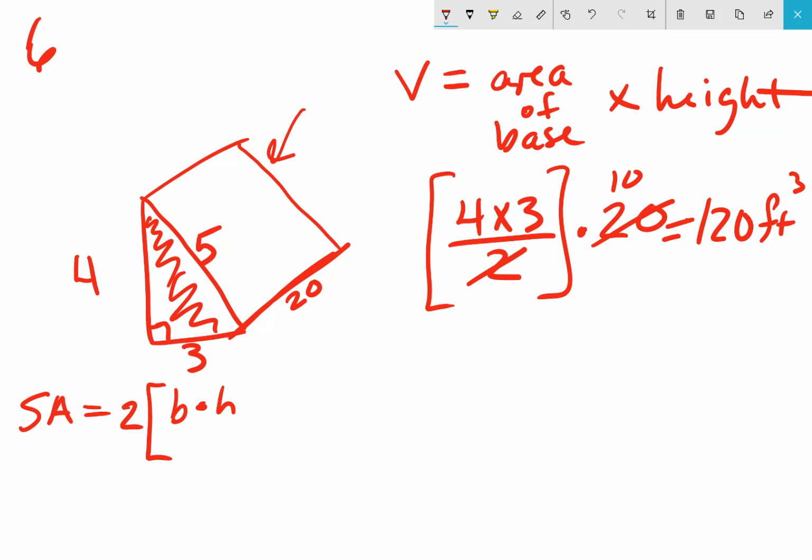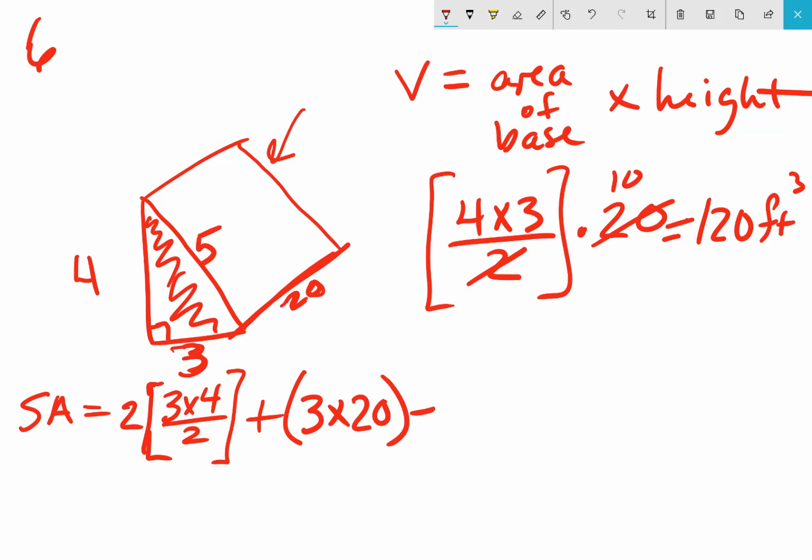Whoops, I meant to put in the values there. So that is 3 times 4 over 2 for the triangle. So we've got 2 of those, we're good to go. All right, now we're going to look at the thing that this shape is sitting on. The base of it, the bottom of it, is a rectangle that is 3 by 20. That's what it's sitting on. So the area of that is 3 times 20.